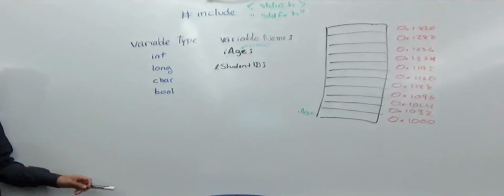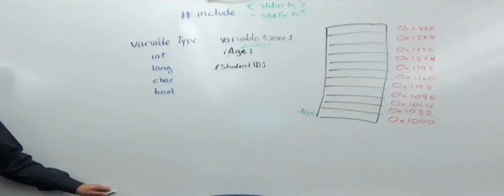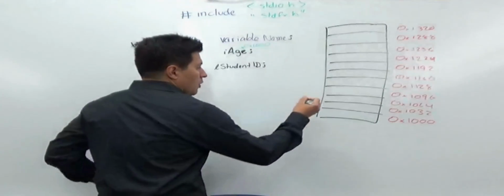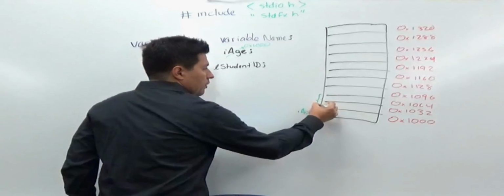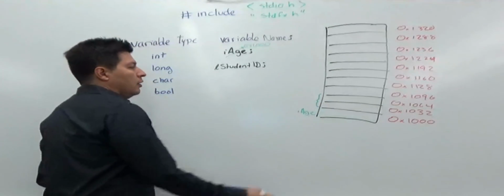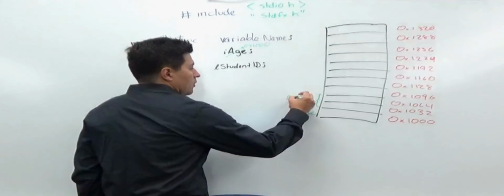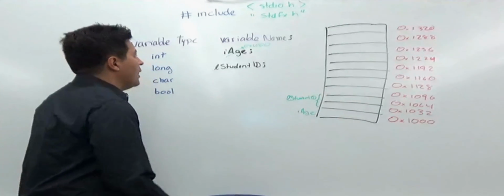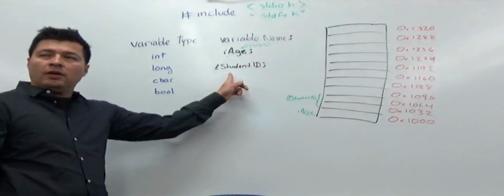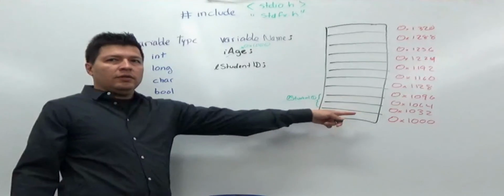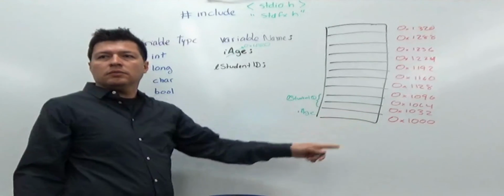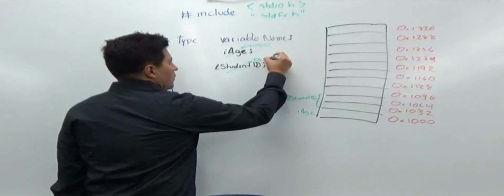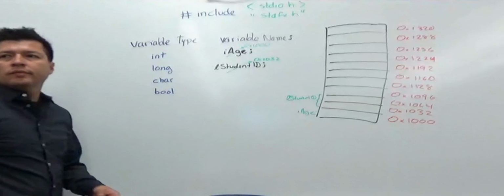And the student ID is a long. That means it's going to need 64 bits, so it's going to use 2 blocks, right? And this is going to be student ID. And the operating system is going to replace the variable name with the beginning address where it was allocated. So it's going to do this when it runs.